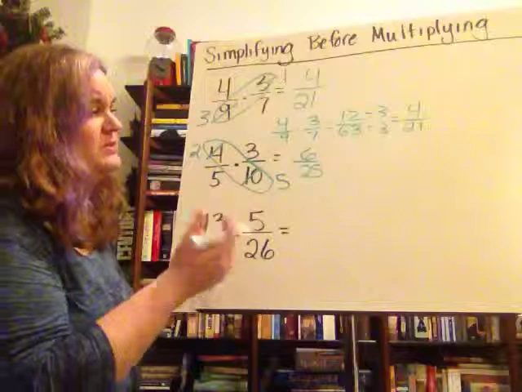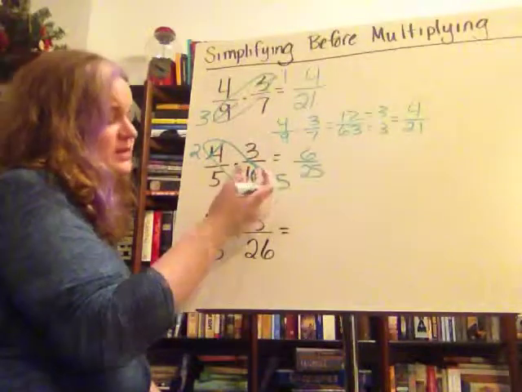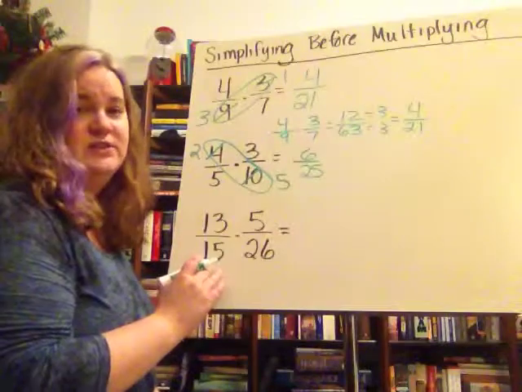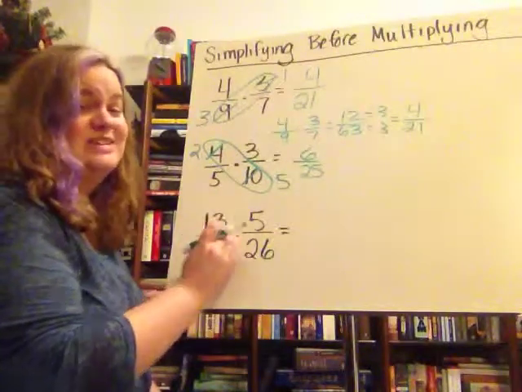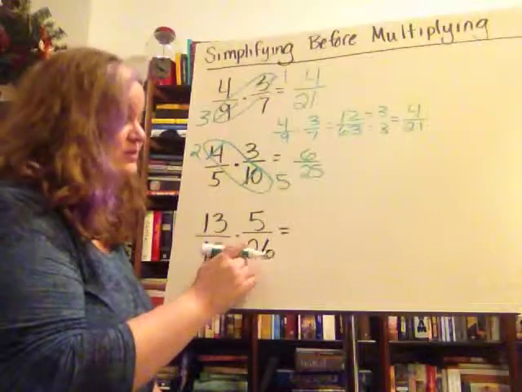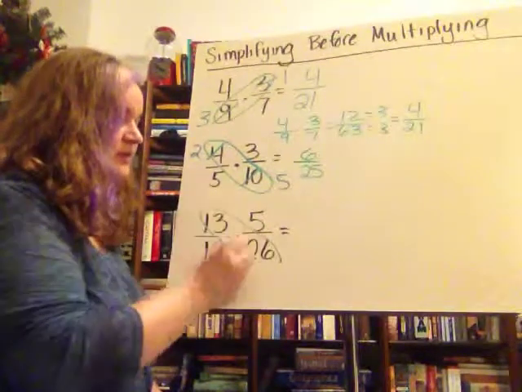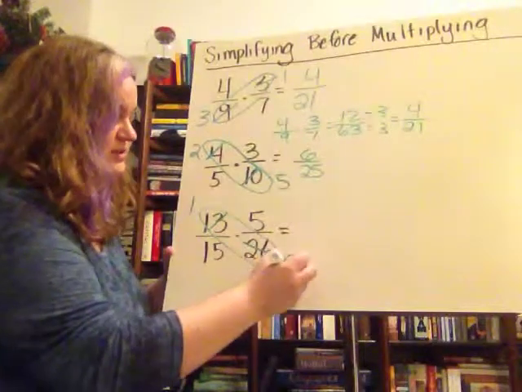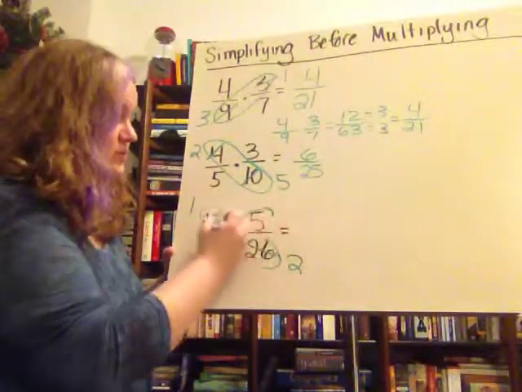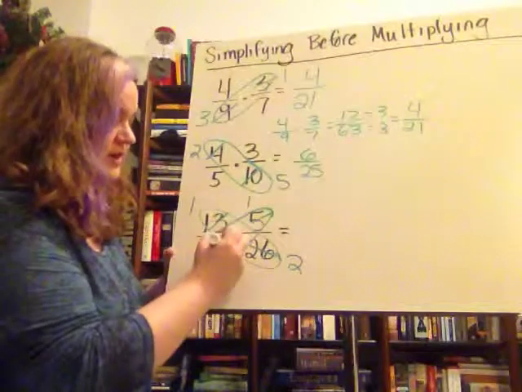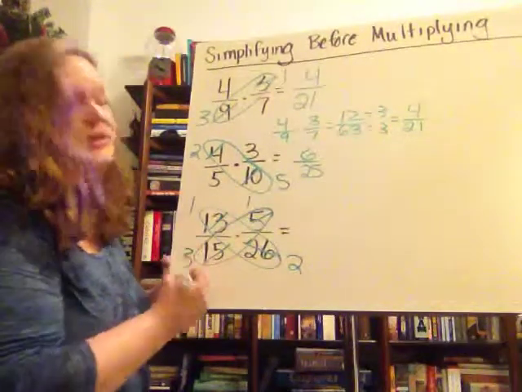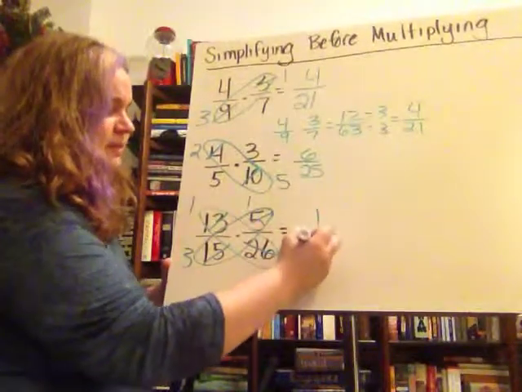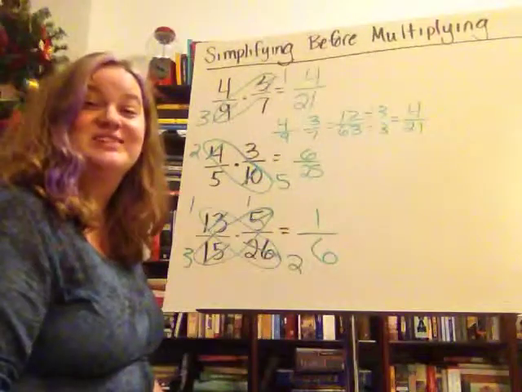Okay, one more example. In this case I did 1, this case I did 1. If there's 2, you can do 2. For instance, 5 and 15 have a common factor of 5, and 13 and 26, common factor of 13. So, 13 goes into 13 once, 13 goes into 26 twice, 5 goes into 5 once, and 5 goes into 15 3 times. And so what started out with really complicated numbers turns out to be 1/6.